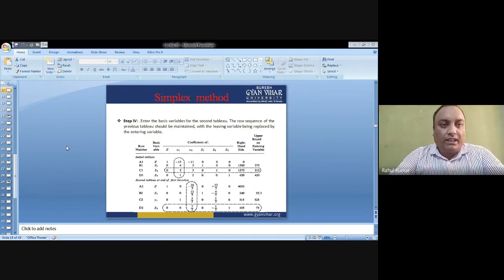In step number 4, enter the basic variable for the second tabulation. The row sequence for the previous tabulation should be maintained, with the leaving variables being replaced by the entering variables. So some are the leaving variables and some are the entering variables. Then again draw this second tabulation at the end of the first tabulation.